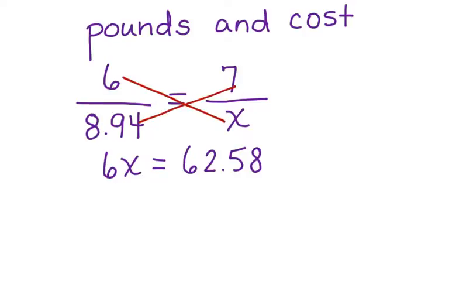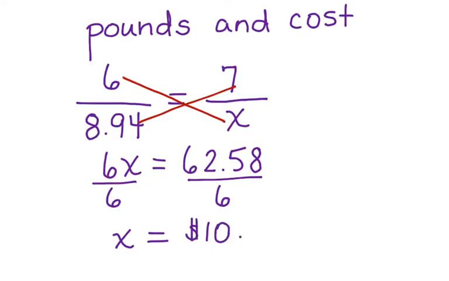When we cross multiply, we have 6x equals $62.58. Now we can divide both sides by 6. And x is equal to $10.43. This is our answer.